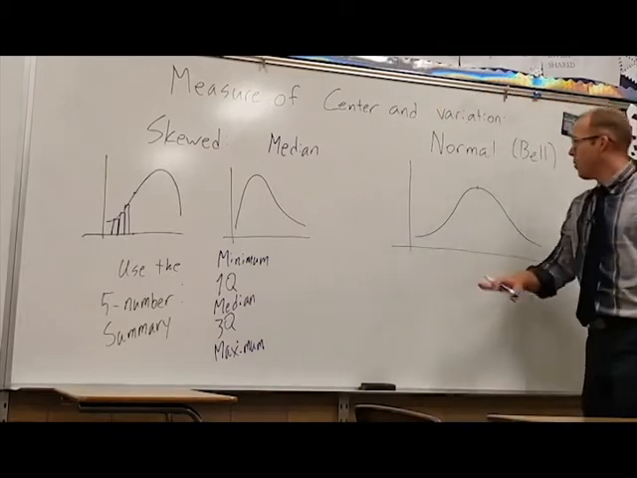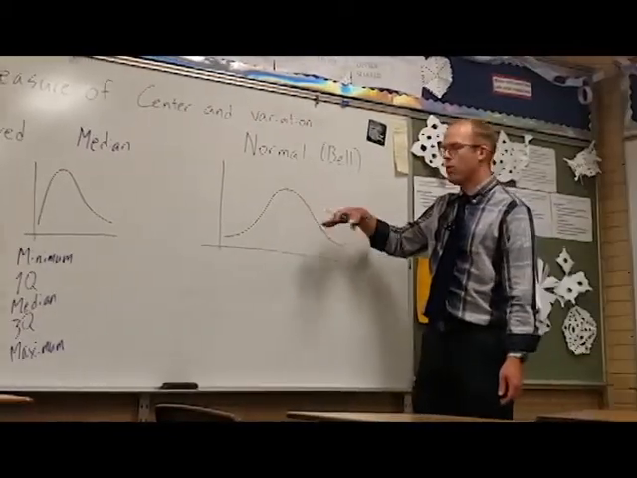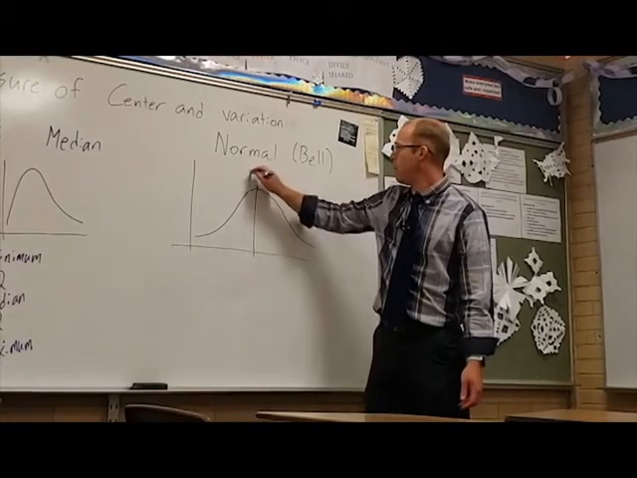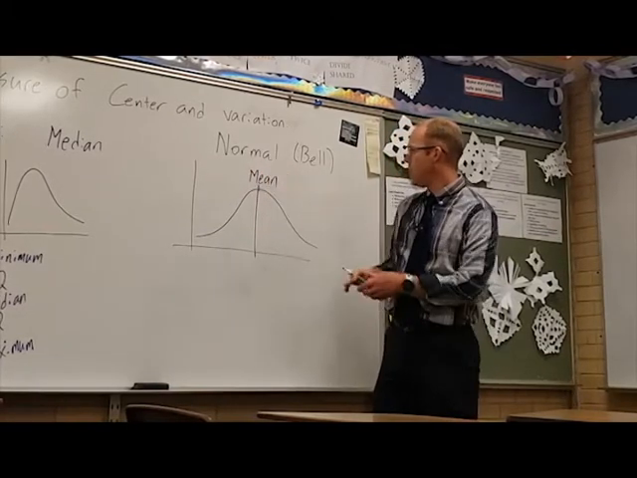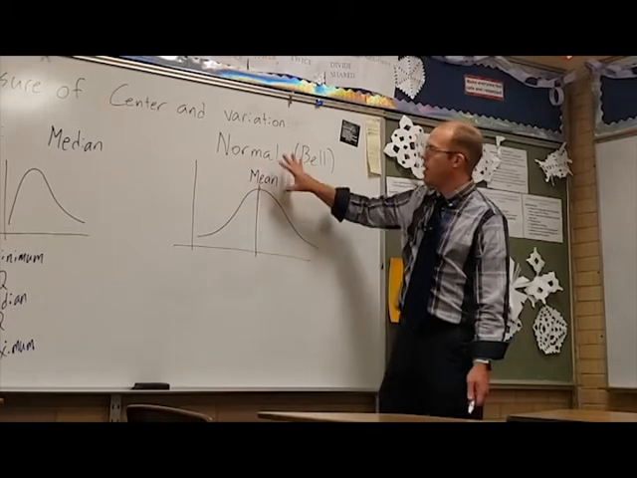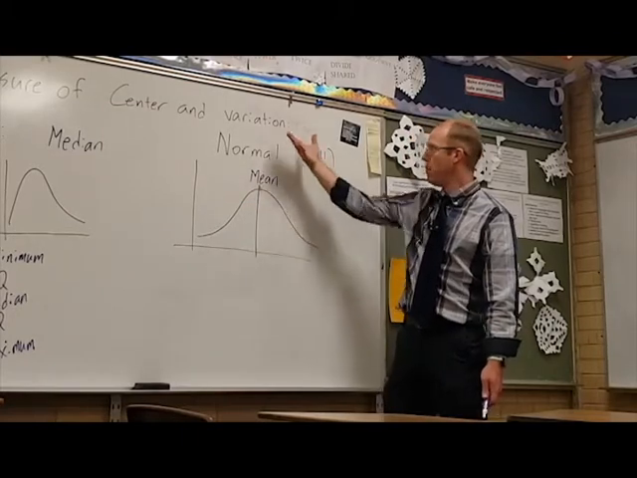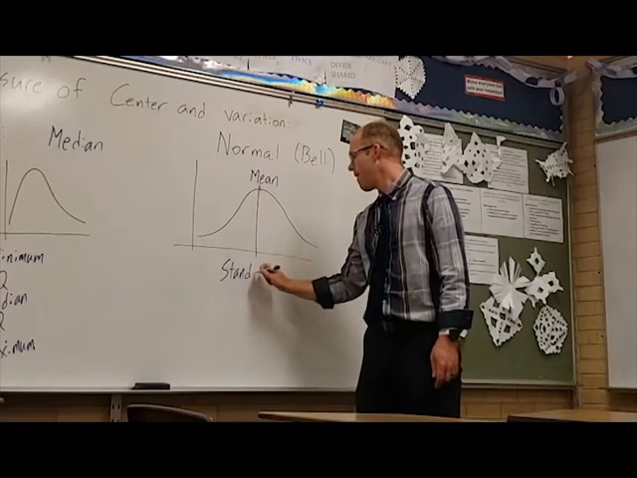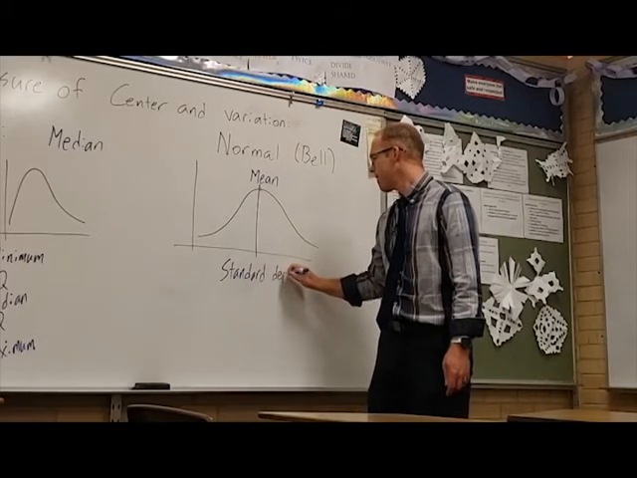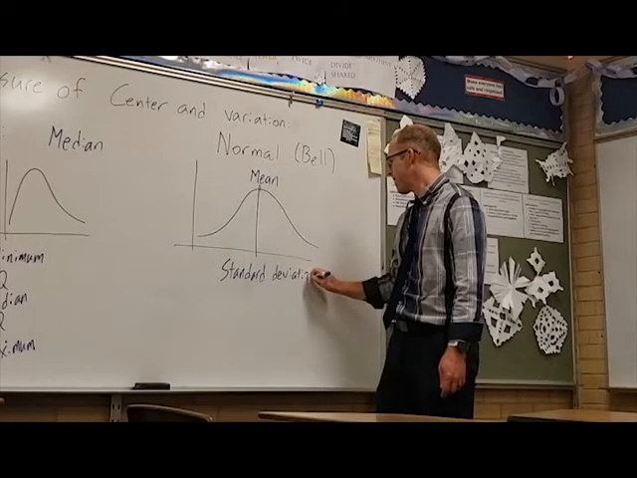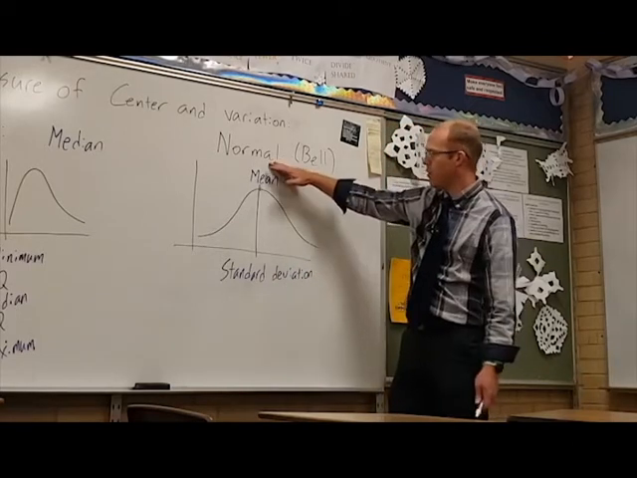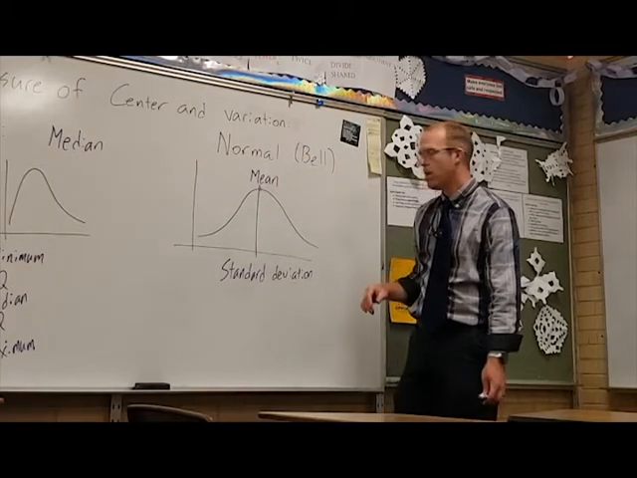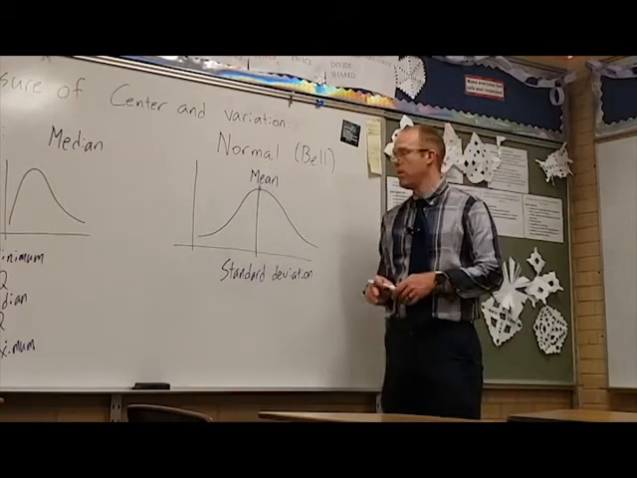When we use a normal distribution right here, we're going to change things a little bit. This uses the mean, because the mean finds itself right in the center, and it works really well with the measure of variation of standard deviation. So with a normal curve, we're going to use mean as our center, standard deviation as our variation, and we'll see how those are related in just a second.